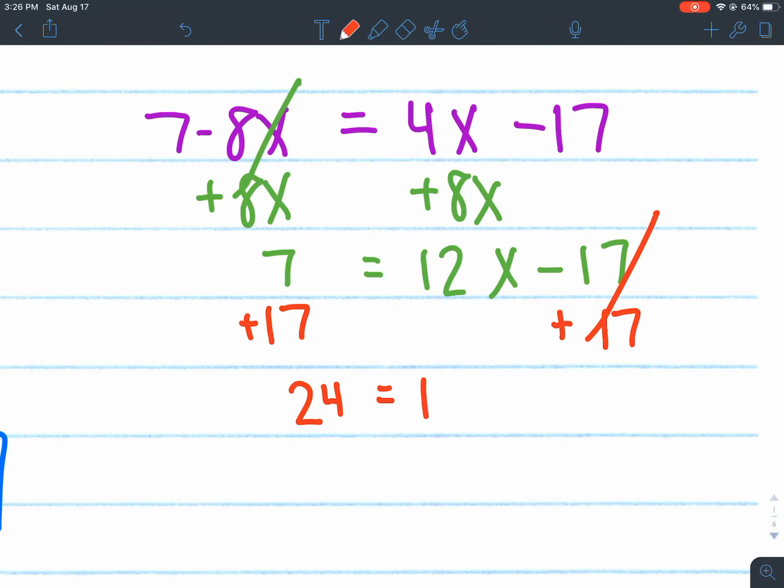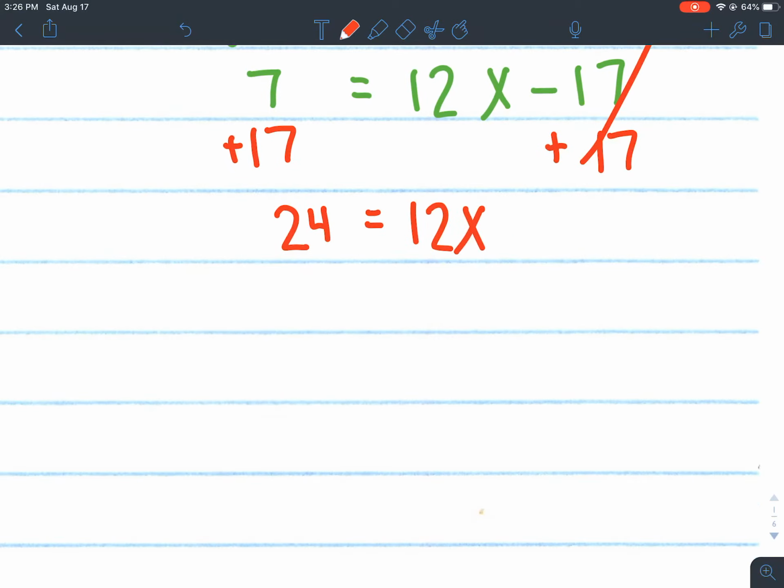24 equals 12x. Divide these both by 12, right? We want this x by itself. So I have x equals 2. Did my answer change? It did not, right? So it doesn't matter which way you do it. Regardless of the way you do it, you're going to get the answer the same.